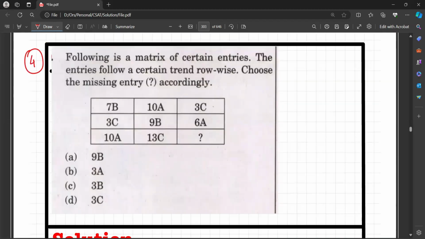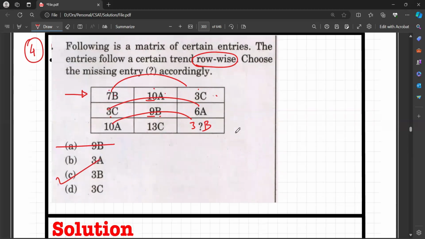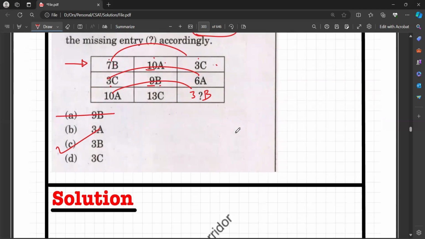Following is a matrix of certain entries. The entries follow a certain trend row wise. Choose the missing entry. 7, 3, 10. 7 plus 3 is 10. 6 plus 3 is 9. 10 plus 3 will be something. So it has to begin with 3. Option A is eliminated. B, A, C, C, B, A, obviously B आएगा. Clear? So answer is 3B. Got it? Why? Because it contains A, B, C in the row. Got it? Clear? Let us begin with the next problem.